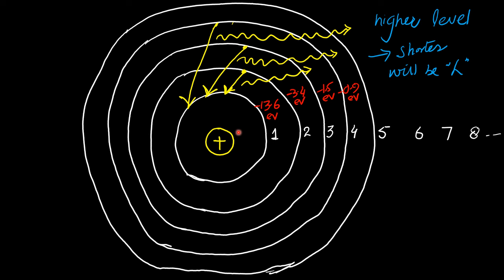So, on the basis of the wavelength of electromagnetic radiations, the spectrum of the hydrogen atom is divided into five series. Our first series of electromagnetic radiation produced by a hydrogen atom is known as the Lyman series.